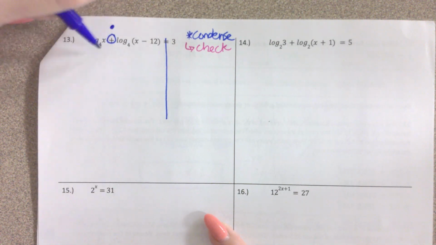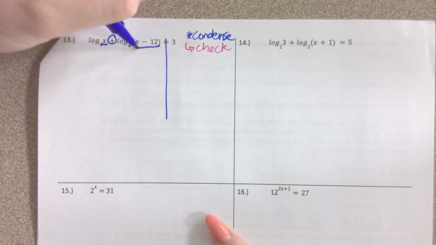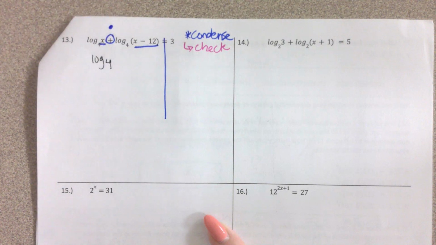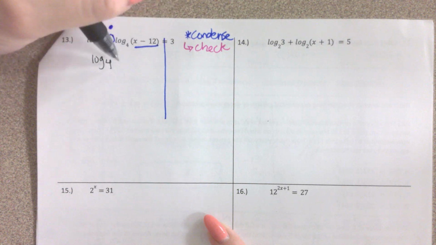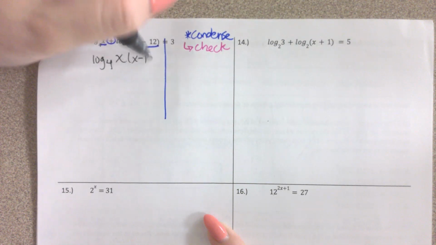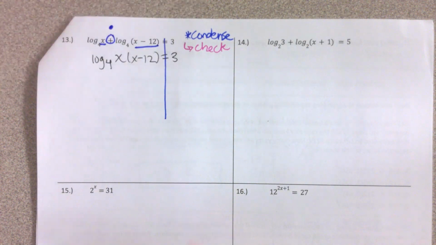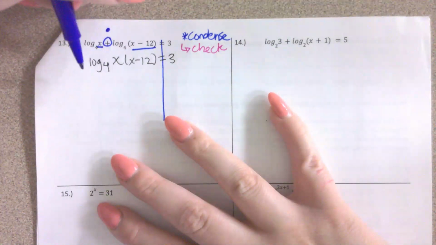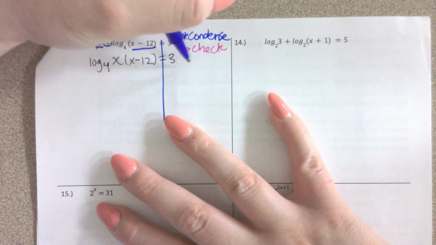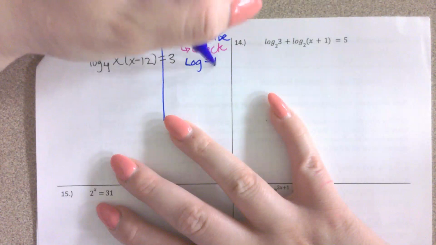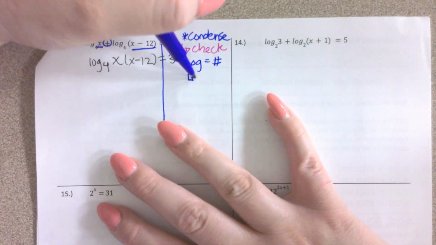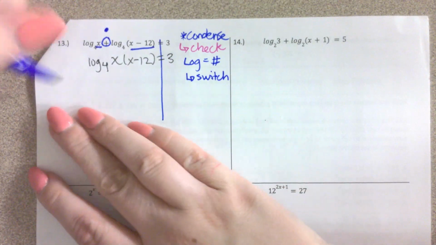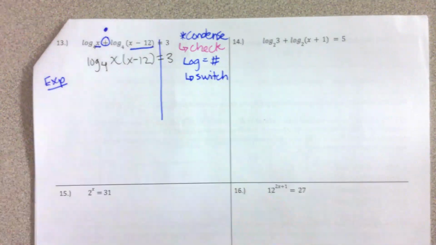Plus means I multiply the x and the x minus 12. So this becomes log base 4 of x times x minus 12 equals 3. At this point, we can classify. We can see that this is log equals number. And when we have that, we switch. It's in log form right now. I need it to be in exponential form if I'm going to solve it.